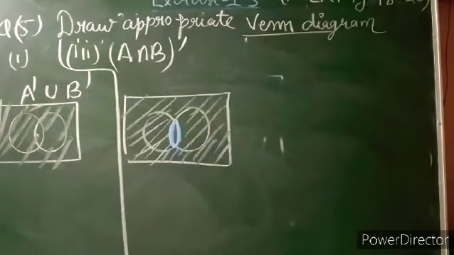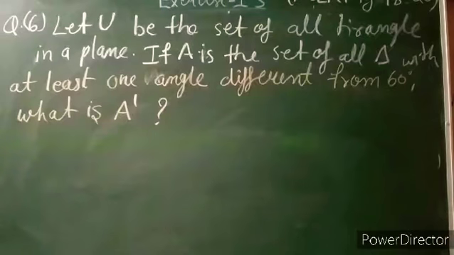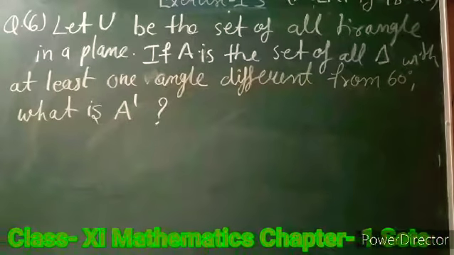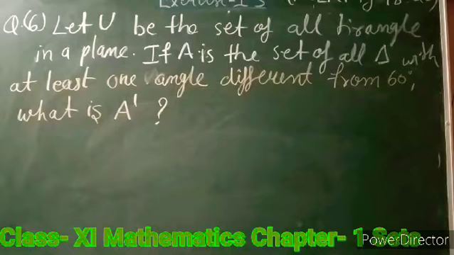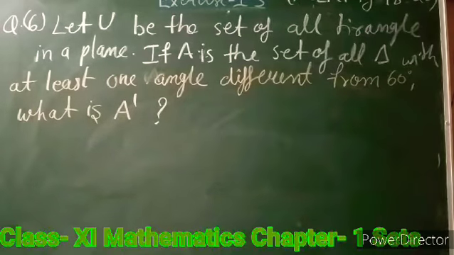Now our next question, question number 6. Let U be the set of all triangles in a plane. If A is the set of all triangles with at least one angle different from 60, you see, if a different angle, that means a different triangle. What is the complement of A dash? So we want the complement of A dash.